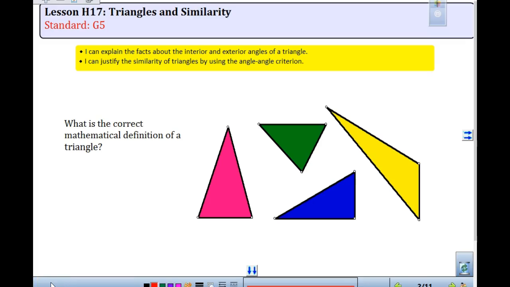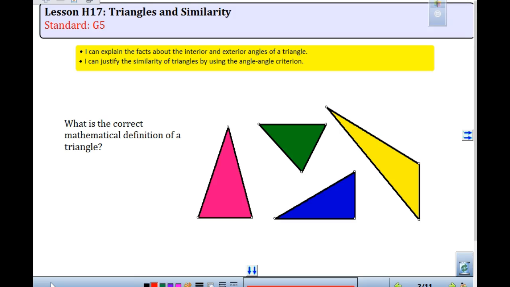So if we are looking at our different types of triangles, okay? Things you want to keep in mind are different things about triangles. Today we're going to talk about interior and exterior angles with our triangle, and we're going to justify how triangles are similar.